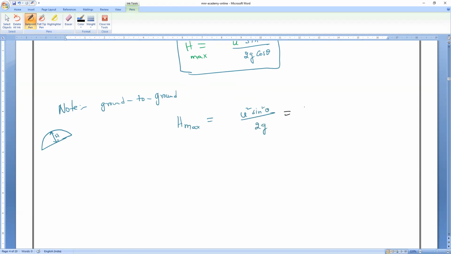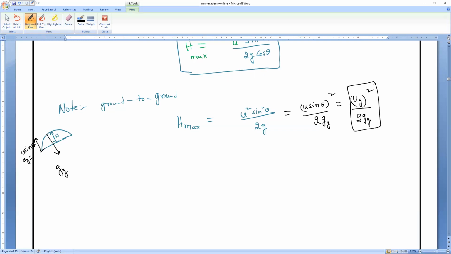Now u square sin square theta, can I write it as (u sin theta) whole square? We know that u sin theta is the velocity in which direction? The y direction. So can I say uy whole square, divided by 2g in the y direction? We all know g is always in the y direction, so I can write this as 2gy.